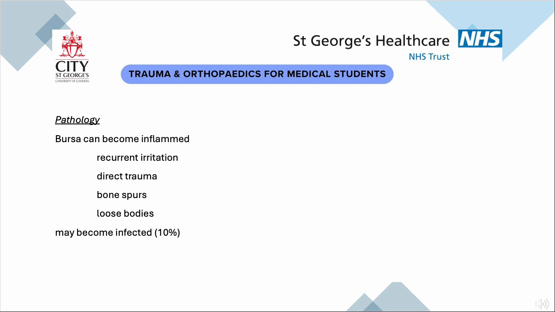A bursa can become inflamed. This is either due to recurrent irritation, so leaning on it, so-called student's elbow, or direct trauma, such as coming off your bike and whacking it. You can get little bone spurs coming off the tendon around the elbow, and these can irritate. And after trauma, you can get little loose bodies of scar tissue in the bursa. All of these will irritate it.